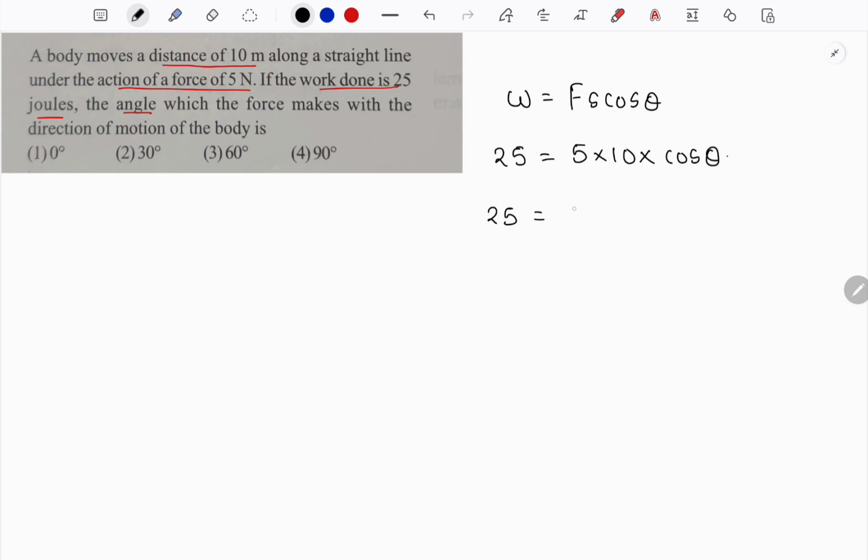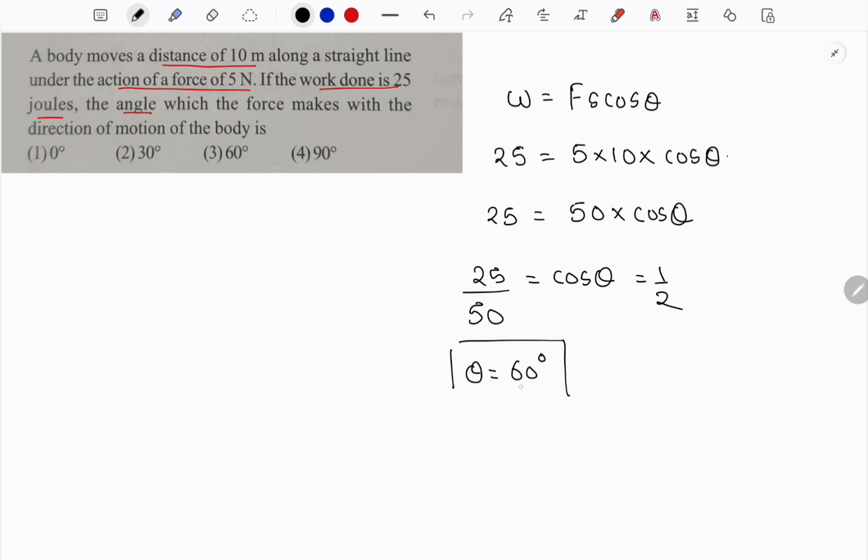So it comes out like this: 25 is equal to 50 times cos theta, and 25 over 50 is cos theta. We know 25 over 50 is 1 over 2, and when cos theta is 1 by 2, we know that theta is nothing but 60 degrees. So the correct option we can clearly see is option 3, which is 60 degrees.